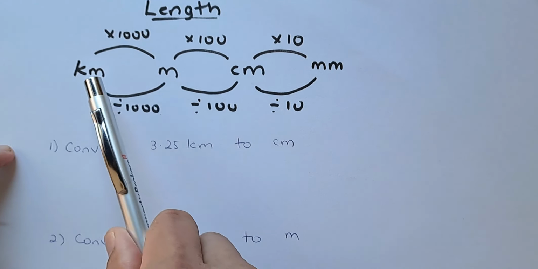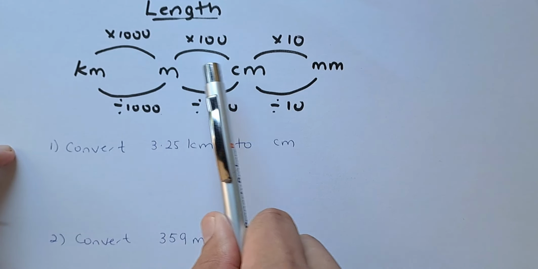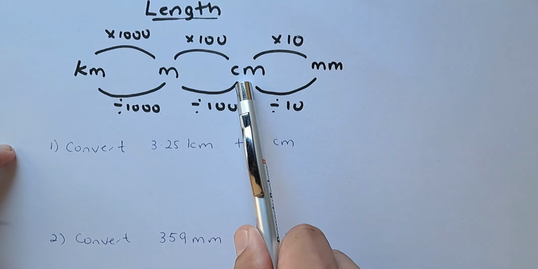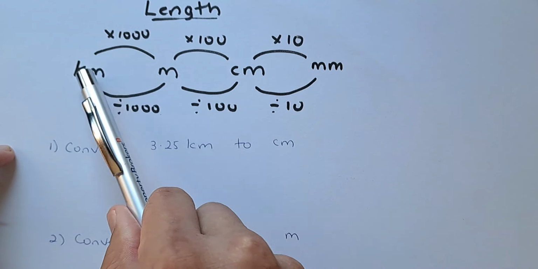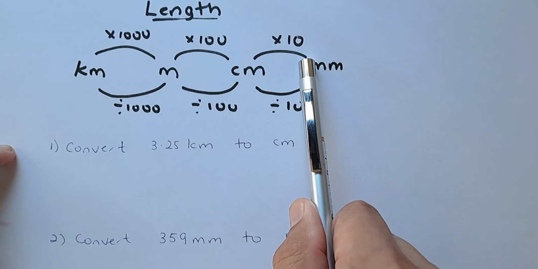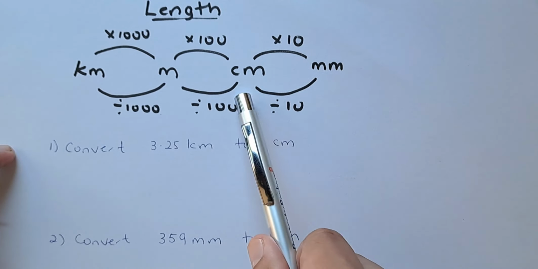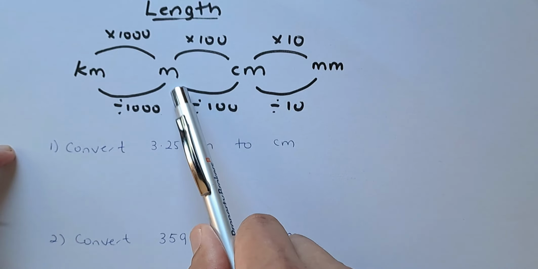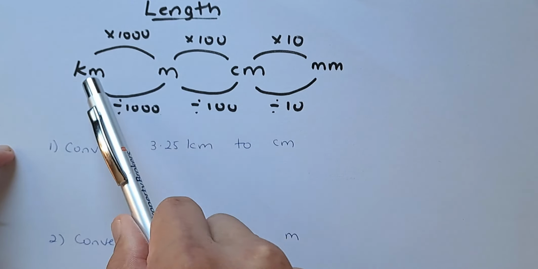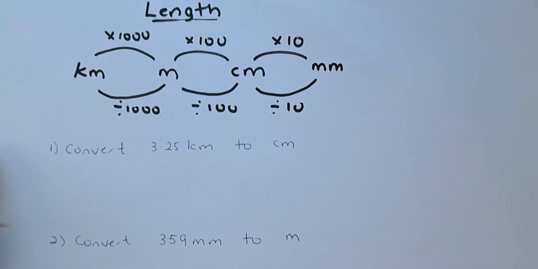To convert from kilometer to meter, you multiply by 1,000. From meter to centimeter, you multiply by 100. And from centimeter to millimeter, you multiply by 10. So it's very simple: 1,000, 100, and 10. If you are doing the reverse, to convert millimeter to centimeter, you divide by 10. Centimeter to meter, you divide by 100. And from meter to kilometer, you divide by 1,000. So let's look at two examples and see how we go.